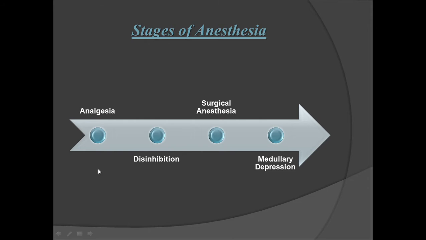These include, first, the stage of analgesia. In this stage, the patient has decreased awareness of pain, sometimes with amnesia. Consciousness may be impaired, but it is still not completely lost. The second stage is the stage of disinhibition. In this stage, the patient appears to be excited. Amnesia occurs, reflexes are enhanced, respiration is typically irregular, and incontinence may occur in this stage.